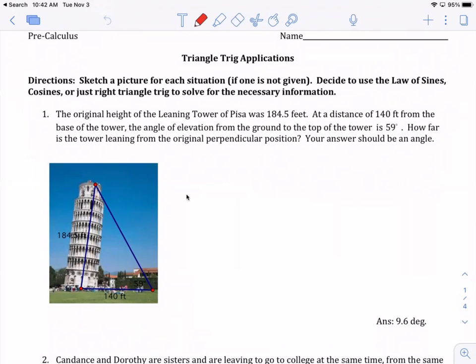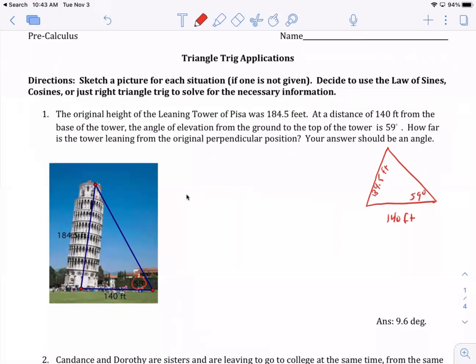Okay, so I'm going to redraw this triangle because even though this is a really nice picture, it's hard to write on there and see it. I'm going to sketch the diagram over here on the side. We've got 140 feet on the base. Then we have the height of the tower, which is leaning. And then I'm going to connect that. Now we have our nice triangle. I'm going to label in 140 feet. I'm going to label this side length 184.5 feet. And we're also told the angle of elevation, which is in the diagram, it's just really hard to see. That's 59 degrees.